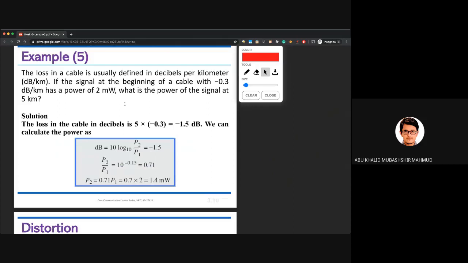This is a similar mathematical example, so it's your self-study. So let's move on forward.